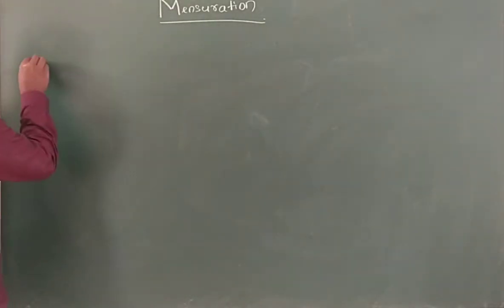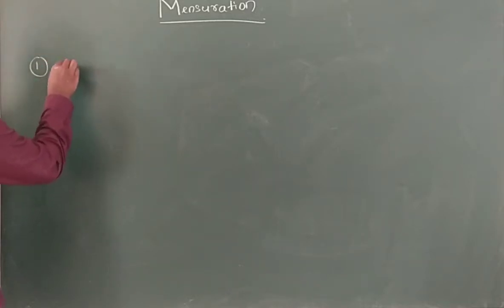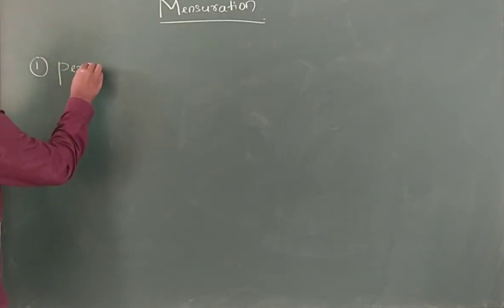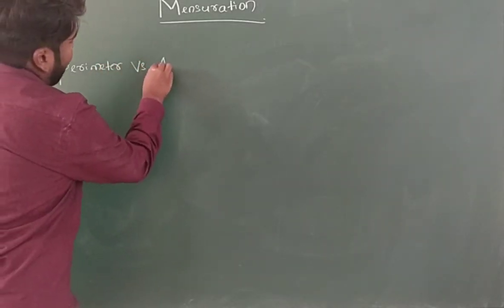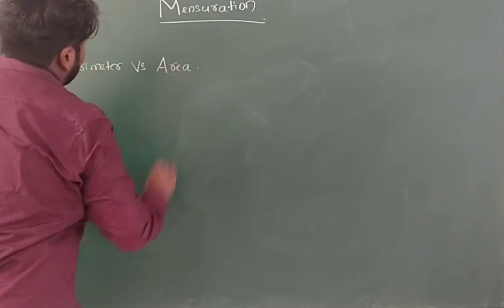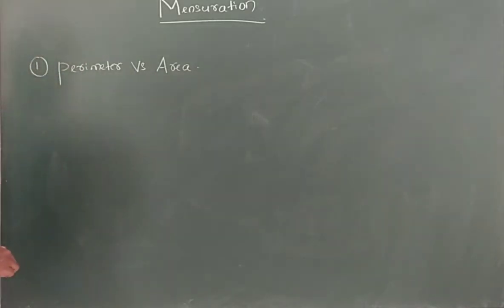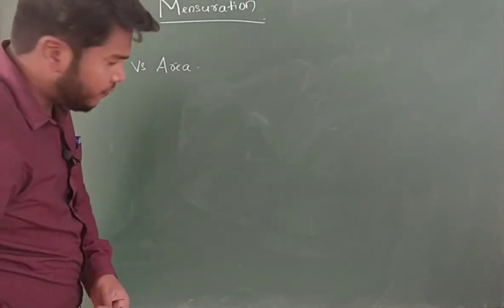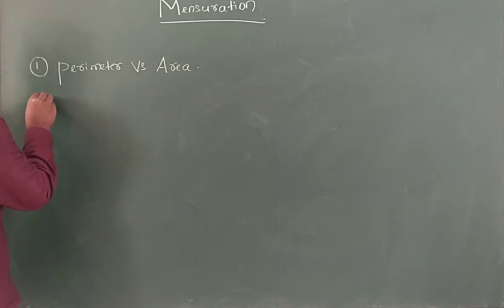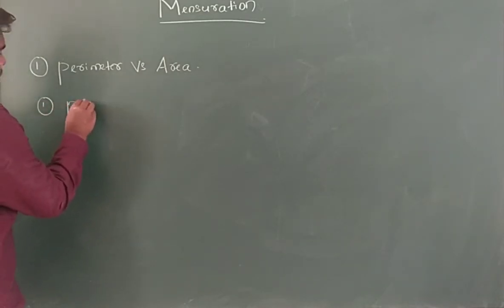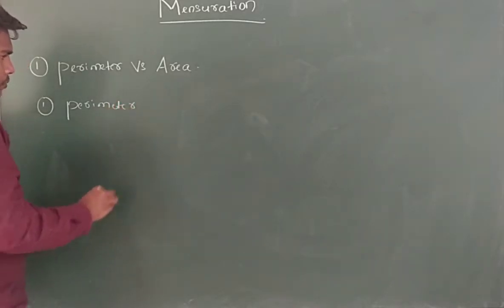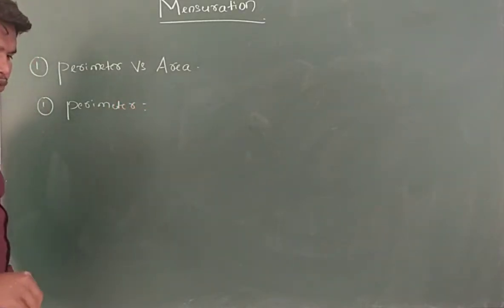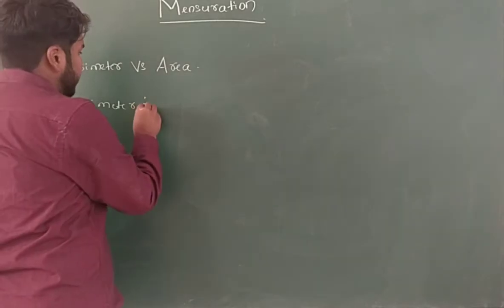So the first concept we are going to study is perimeter versus area. First we will study what we mean by perimeter. Perimeter is the boundary of a closed figure. Can you write the definition?